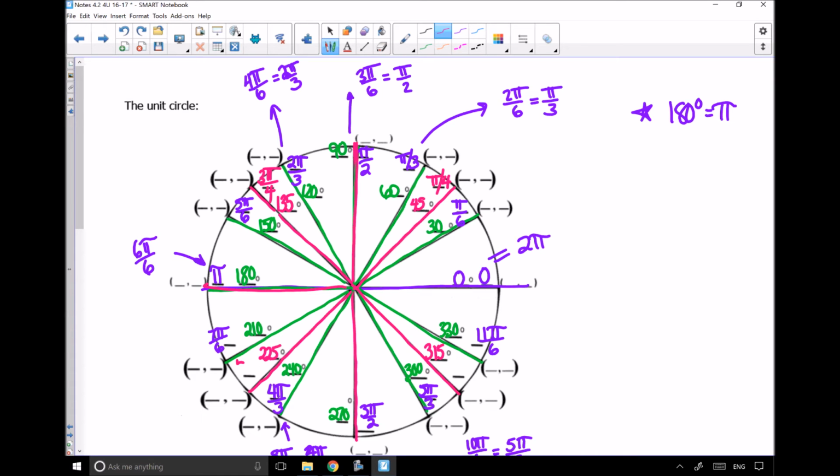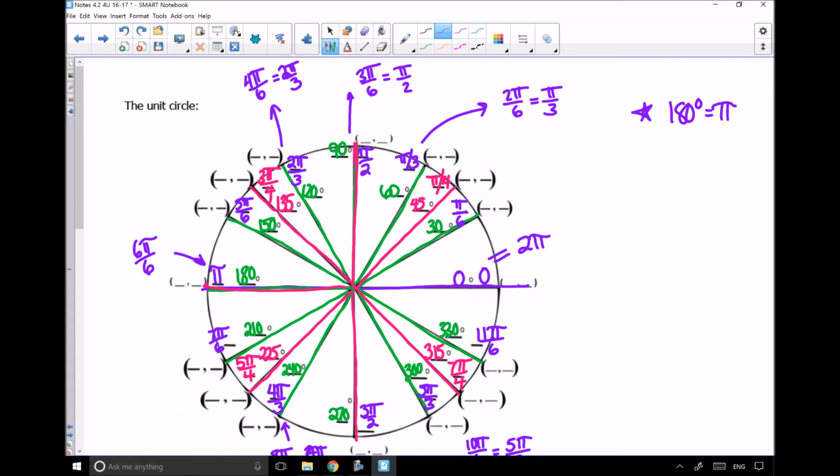This right here is going to be 5 pi over 4. This is 6 pi over 4, which is 3 pi over 2. This is 7 pi over 4. And then this brings me back to 8 pi over 4, which is 2 pi. Okay, hopefully we understand where all of these values are coming from because this is crucial.